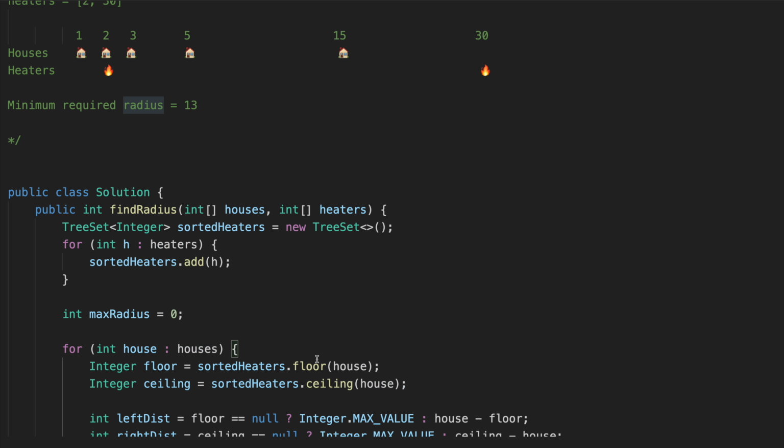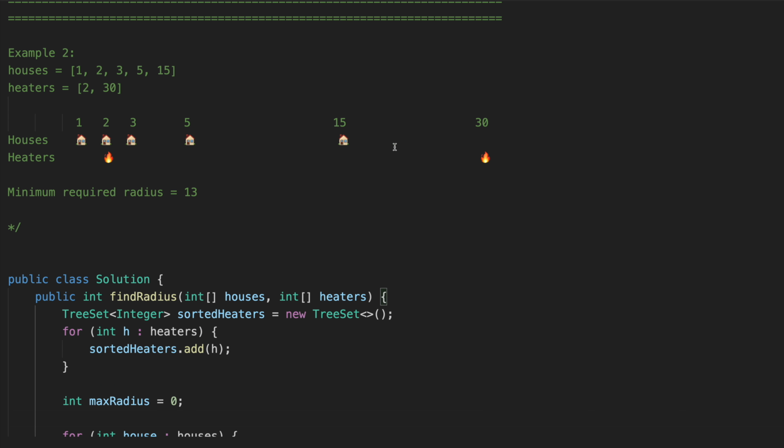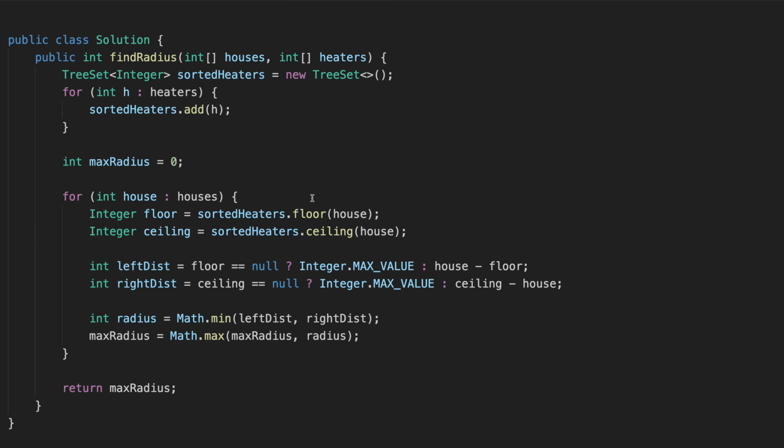So why are we doing that? For example, here, let's say our radius is 13. So our radius should be 13 at least in order to reach all the houses. That's why we take the maximum value and return the max here.